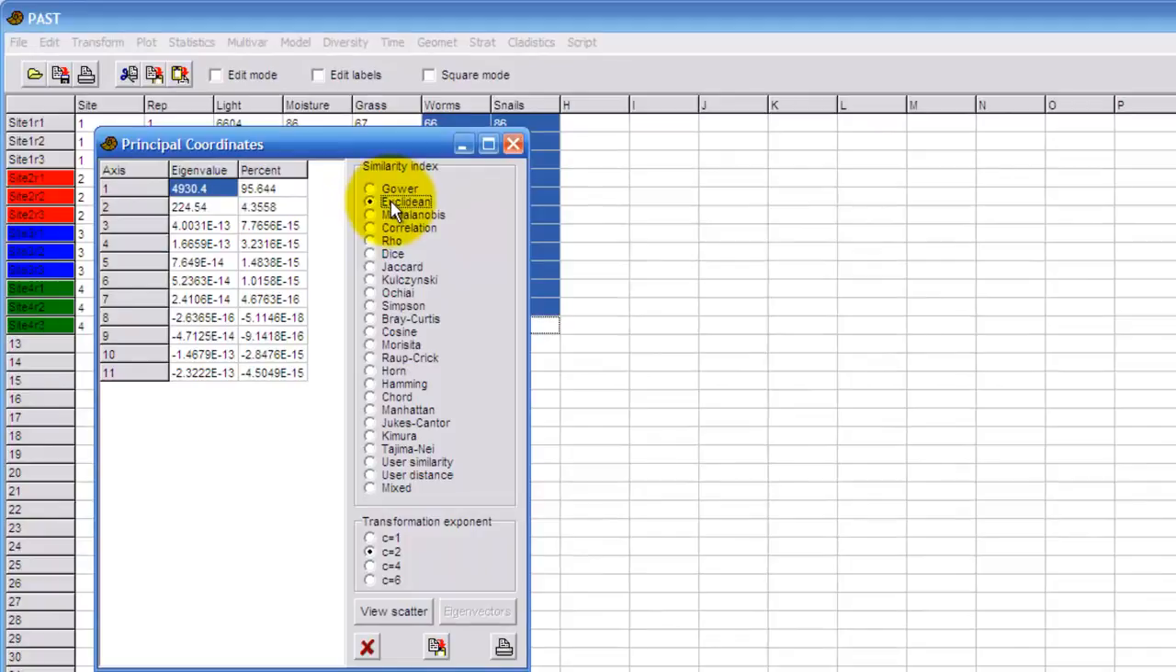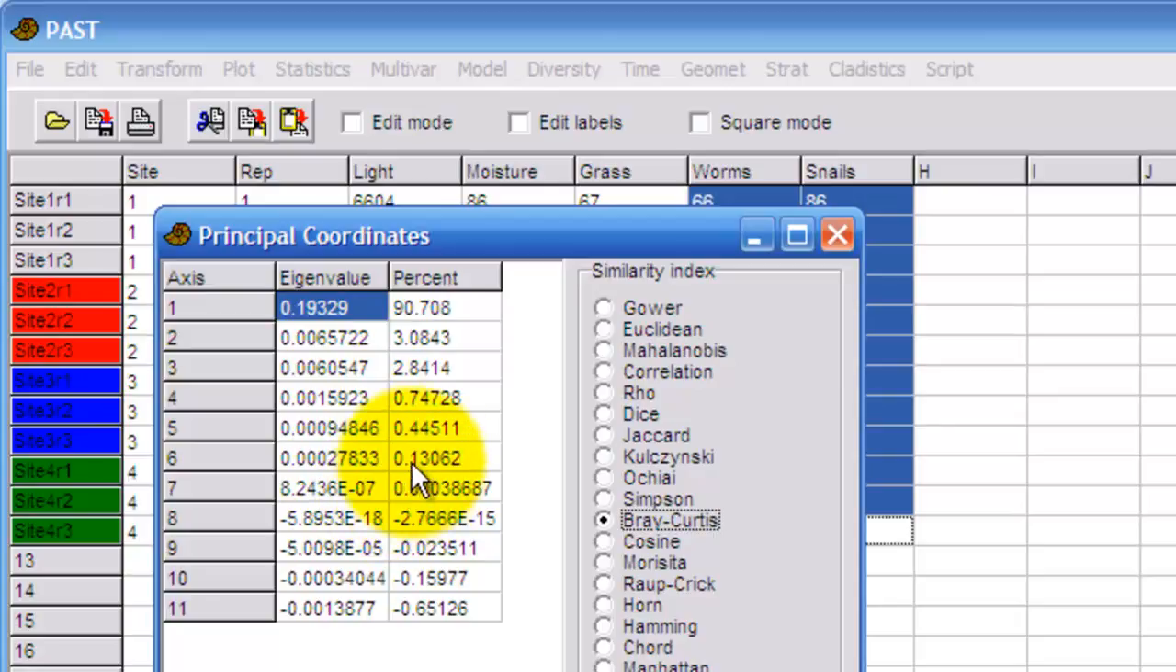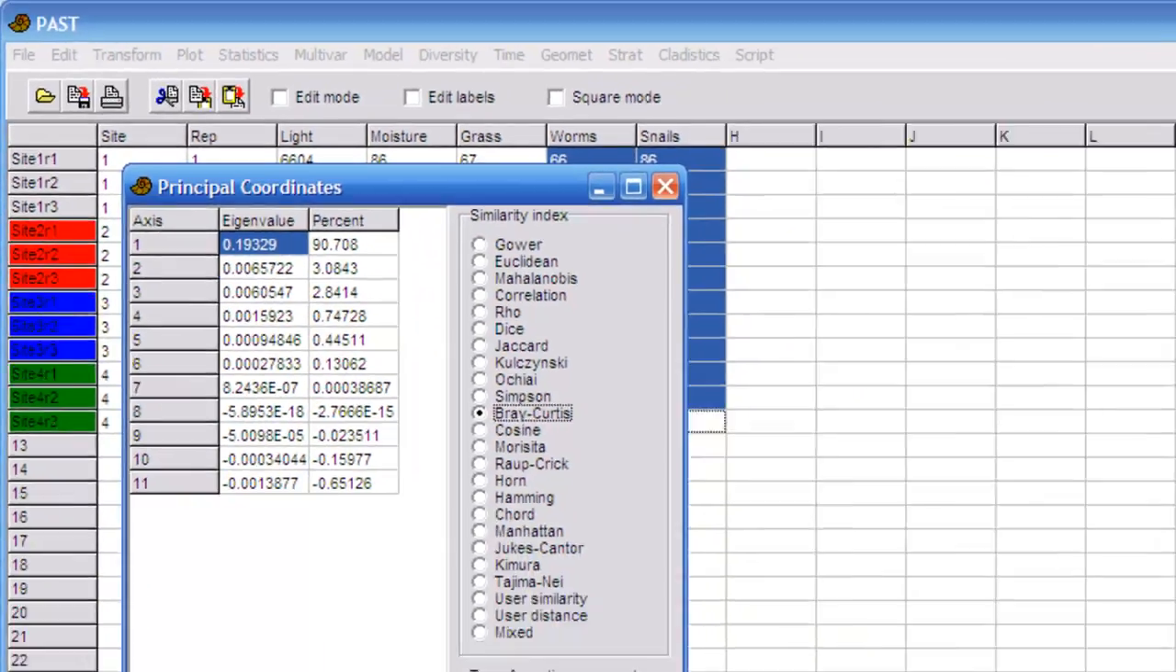So here we go. And principal coordinates here in PAST defaults to Euclidean, but I can switch to Bray-Curtis. And note, down here we've got 2 columns. Don't worry about the eigenvalue, worry about the percent. The percent axis there tells us how much of the variation in the data is captured by that particular axis. So you can see nearly 91% by axis 1 and another 3% by axis 2. But axis 1 by itself extracts most of the variation.